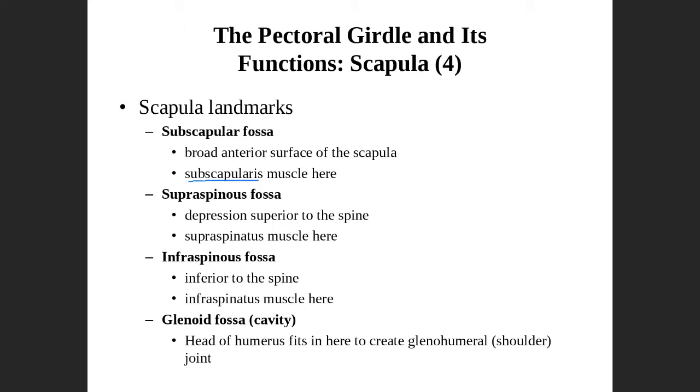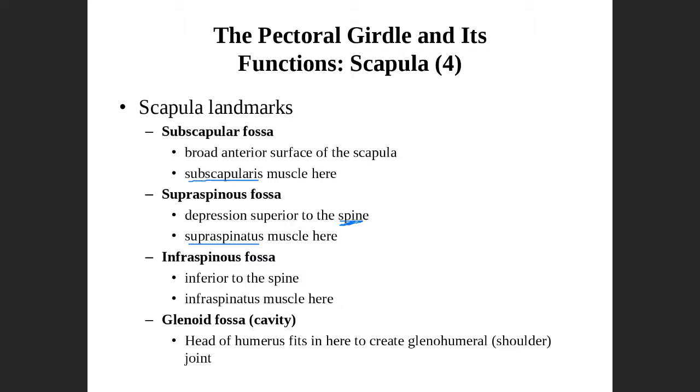Now, if we flip the scapula over onto the posterior surface, remember the spine of the scapula? Above the spine, we have a little depression. We call that the supraspinous fossa. Remember, supra is above. And you have another rotator cuff muscle that sits there called supraspinatus.